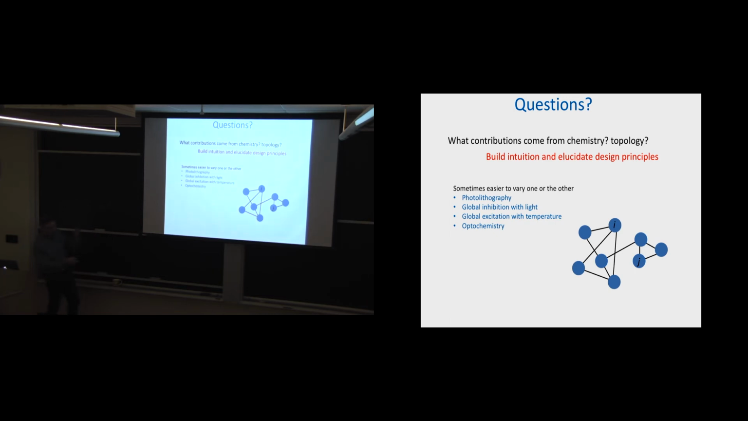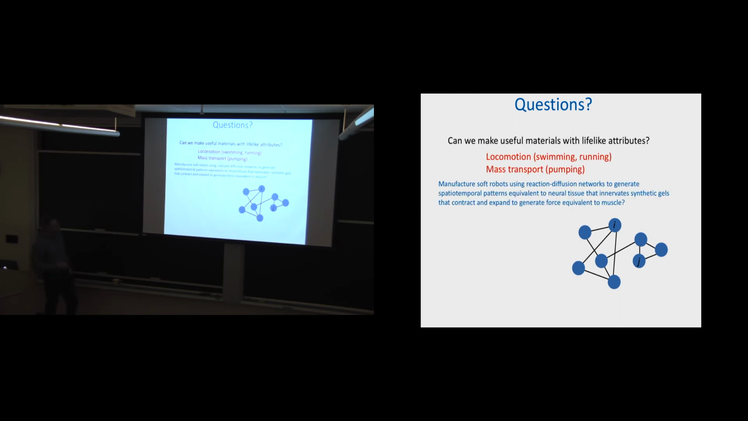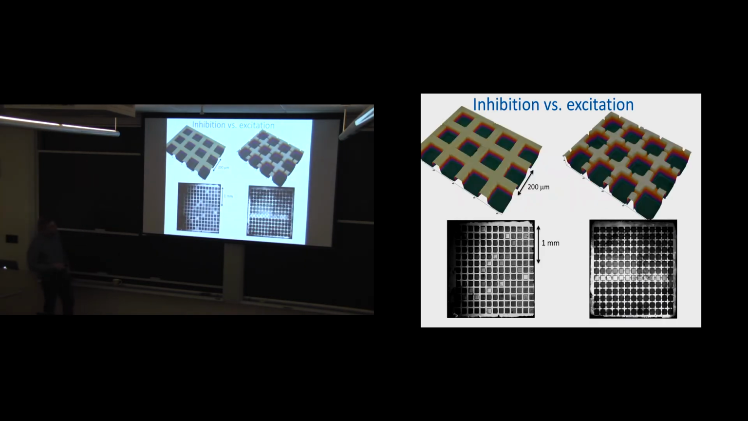Or optochemistry, you can change some chemicals and not others. So being able to tease apart the contributions from topology and chemistry really expands your design set. And then, can we make useful materials? Materials that are capable of locomotion, like swimming and running, or mass transport, like the pumping of your heart. Can we make soft robots? Those are the kinds of questions we're using. So we have different projects that are focused on each of those questions.